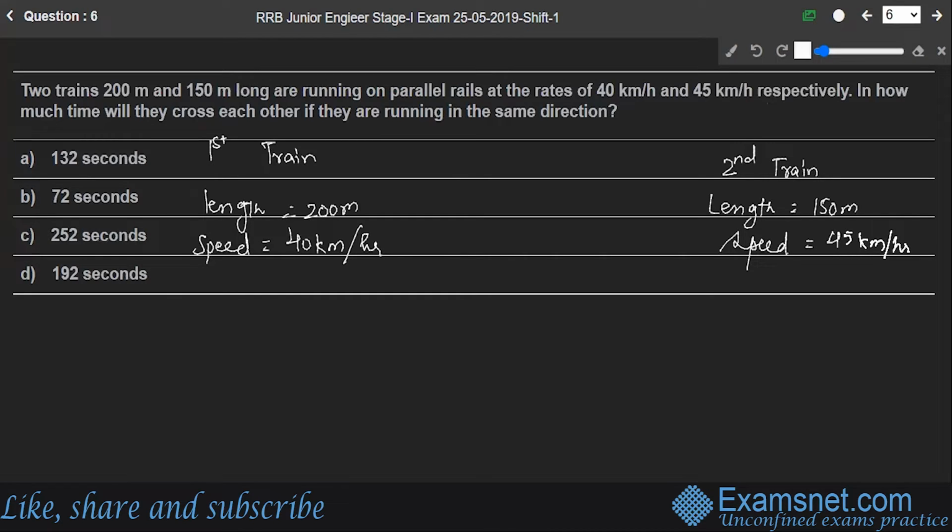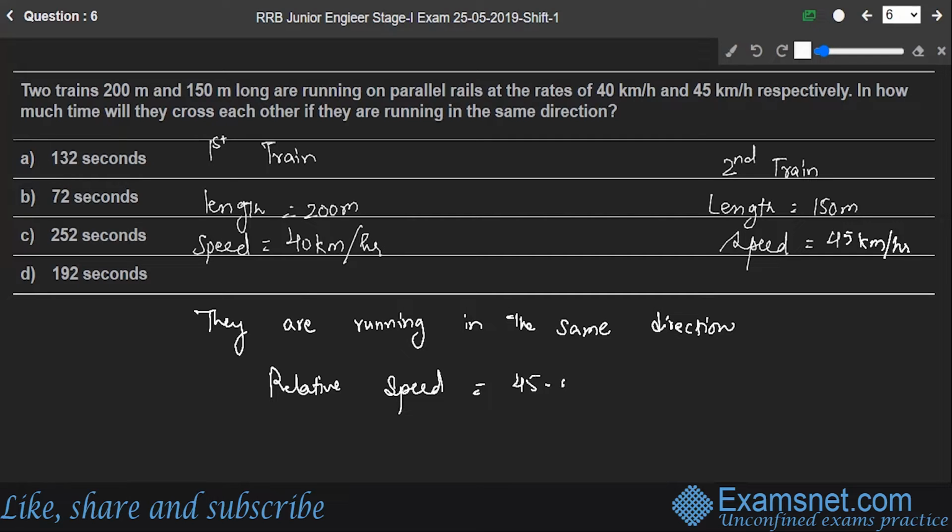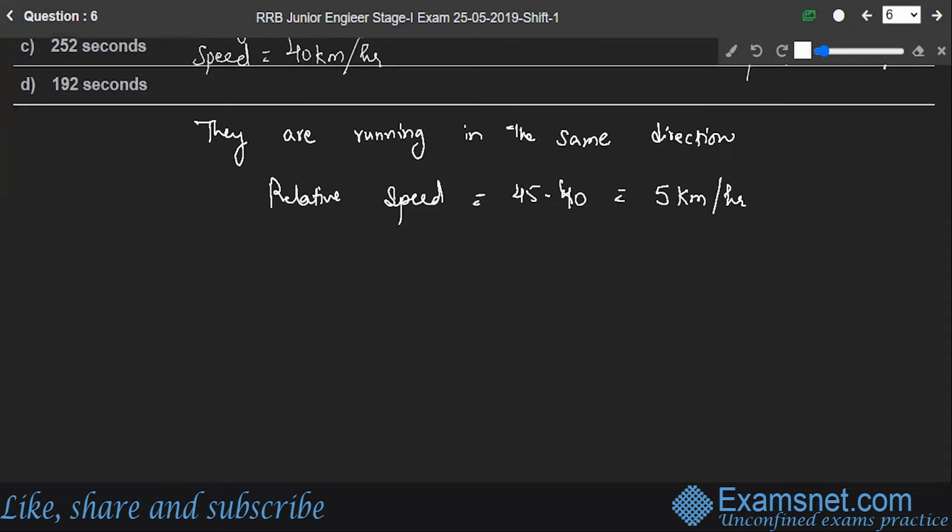They are running parallelly, in the same direction. So what will be their relative speed? It will be the difference between the two speeds, which is equal to 5 kilometers per hour. Let's change that into meters per second. So it will be multiplied by 5 upon 18. This will give me 25 by 18 meters per second.